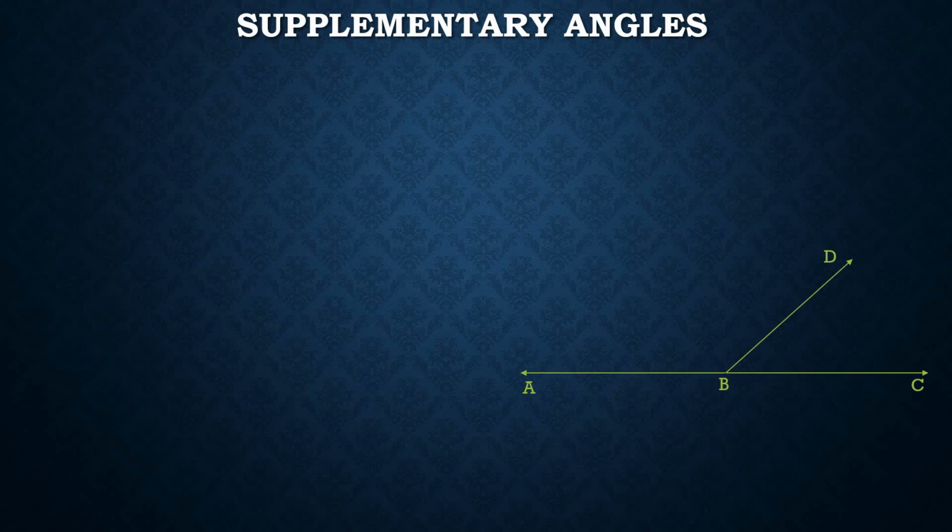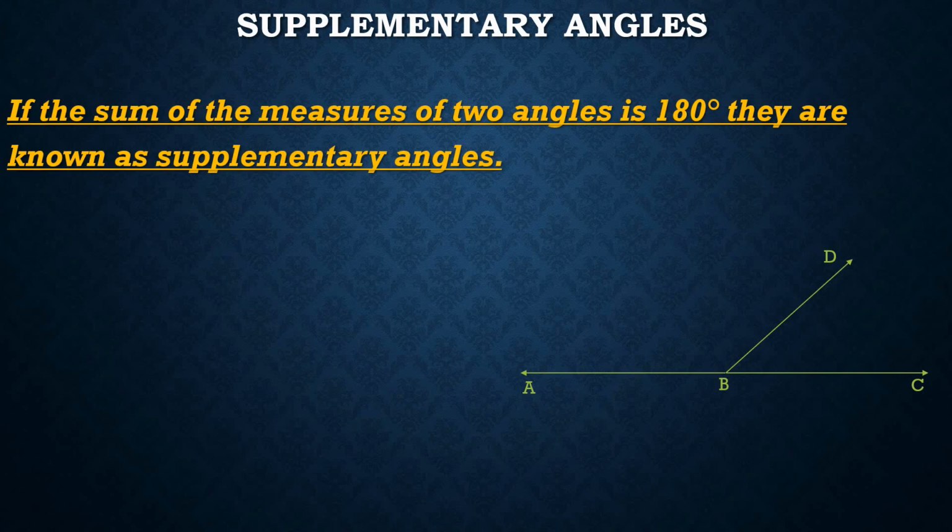If you add major angle ABD plus major angle DBC, we get the answer as 180 degree. If the sum of the measures of two angles is 180 degree, then they are said to be supplementary angles. Here, angle ABD and angle DBC are a pair of supplementary angles because when we add angle ABD plus angle DBC, we get the answer as 180 degree. So they are said to be supplementary angles.